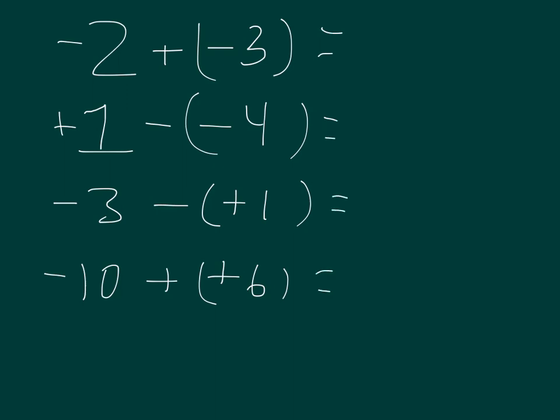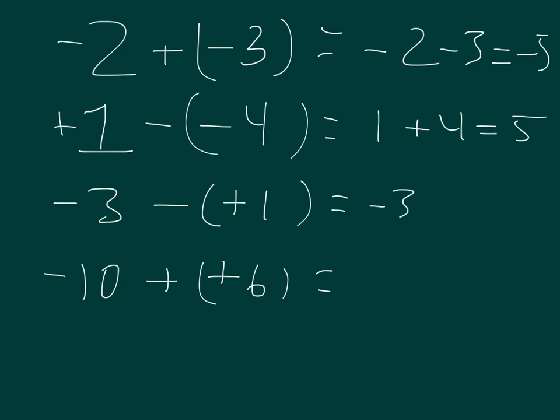Minus 2 plus minus 3: a plus and a minus is a minus. So minus 2 minus 3, which is minus 5. If it's negative 2 out, it goes down 3 degrees, I'm at minus 5 degrees. I have plus 1, or just 1, minus 4. Two minuses become a plus. So that's 1 plus 4. You know what that is.